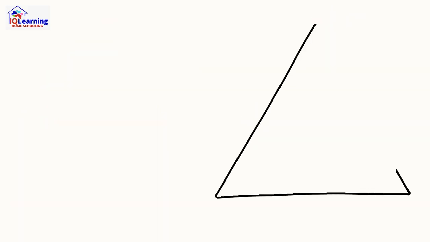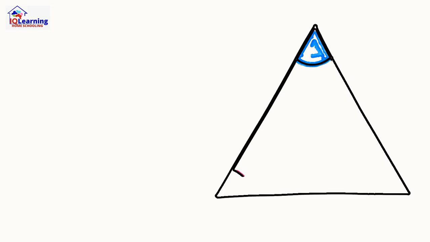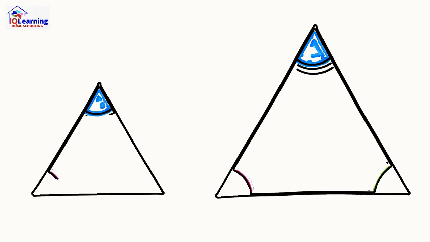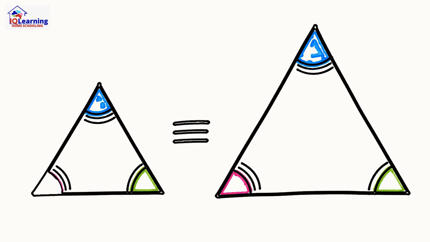For similarity, it's about proportion. The easiest test is angle, angle, angle. If two triangles have the same three angles, they are guaranteed to be similar. Same shape, just a different size.